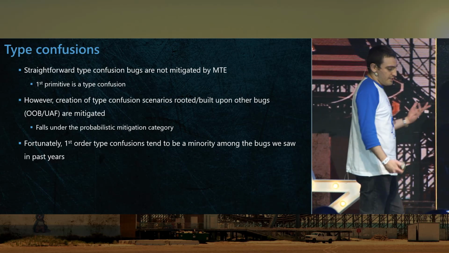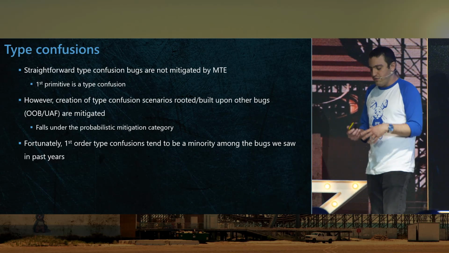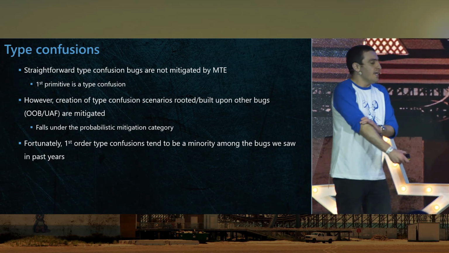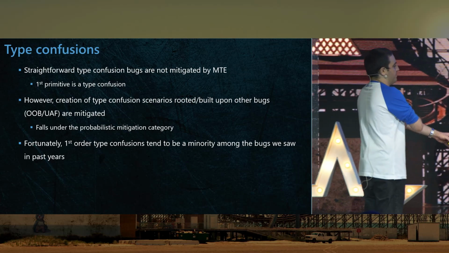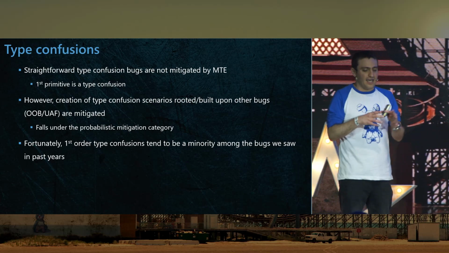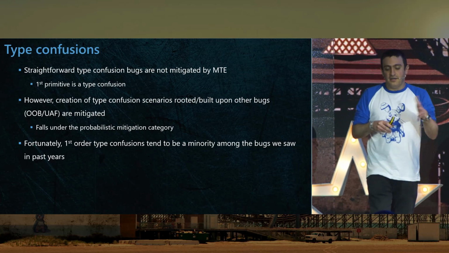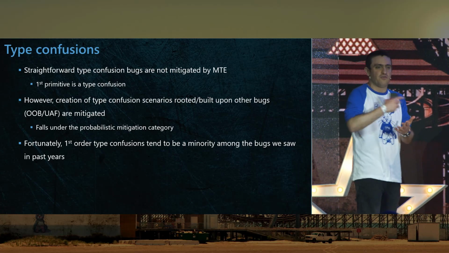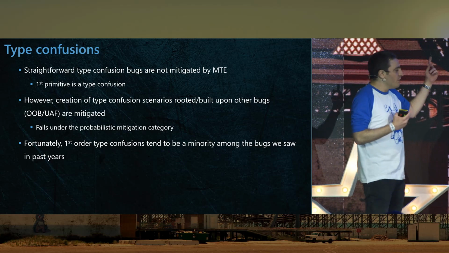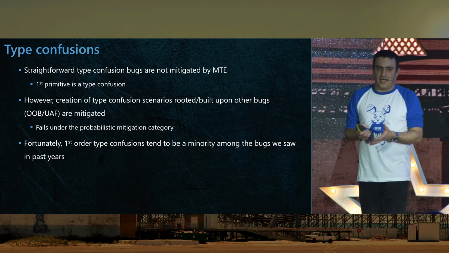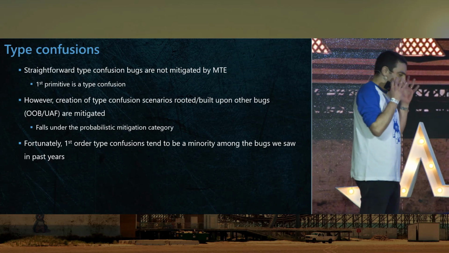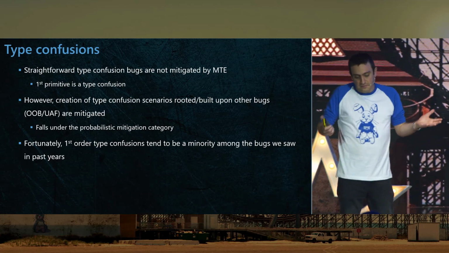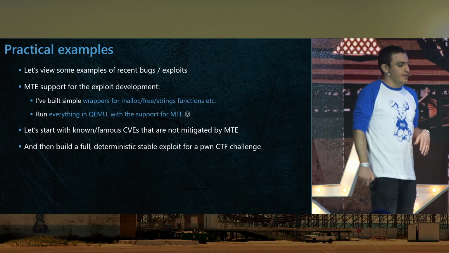Now, type confusions, of course. MTE has nothing to do with type confusions. They are absolutely exploitable deterministically. I just want to mention here that I'm not considering a type confusion scenario that you built on top of another bug. If you have some out of bound or some use after free and you created some type confusion scenario, your first order primitive will be probabilistically mitigated. But if your first order primitive is just a beautiful, beautiful type confusion, it's absolutely deterministically exploitable.